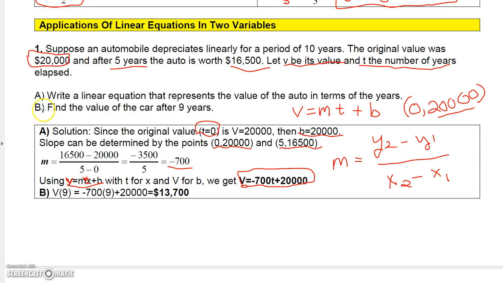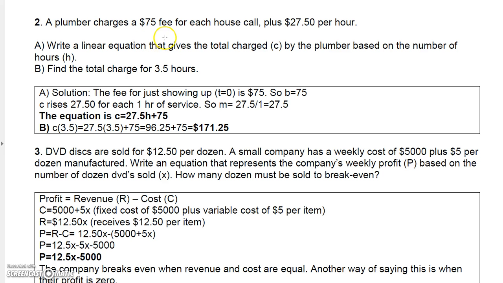So part B says find the value after 9 years. Well, now I just take this v and plug 9 in for t, and that's going to give me negative 6,300 plus 20,000, and that's going to give me 13,700.